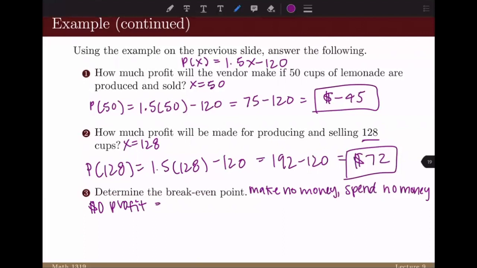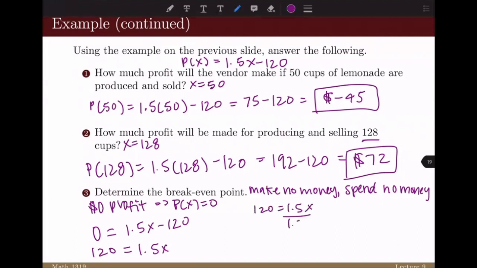So that means P of x is going to equal 0. So we'll have 0 equals 1.5x minus 120, which means we'll have 120 equals 1.5x, and then we need to divide by 1.5 on each side, and we get x equals 80. So if we sell exactly 80 cups of lemonade, we will have lost no money. However, we will also have gained no money, and that's why it's called a break-even point.